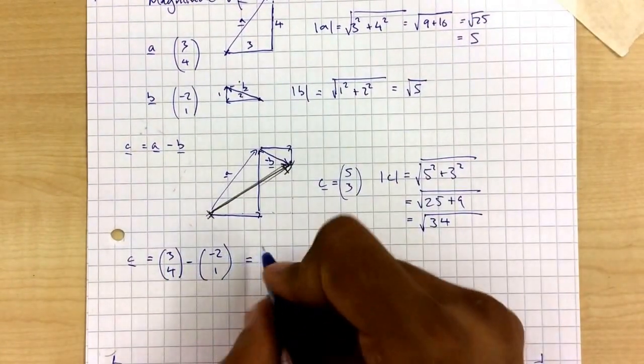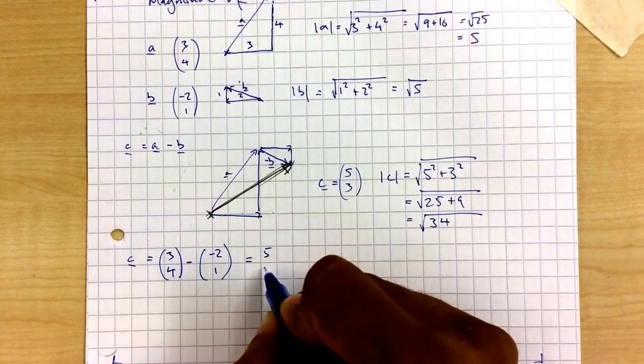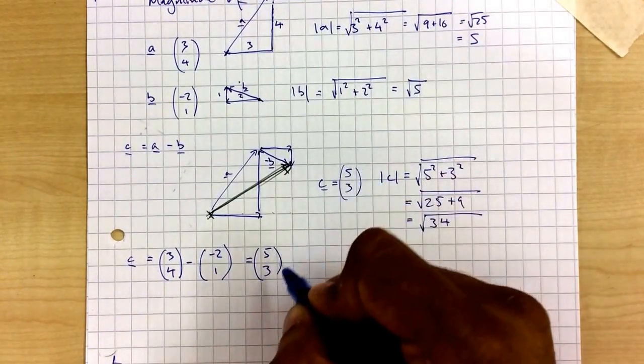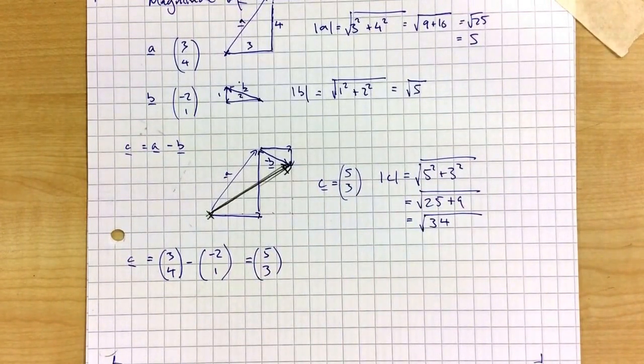3 minus minus 2 is 5. 4 minus 1 is 3. Okay. So we get to the same vector there. You don't have to always draw a diagram, that means.